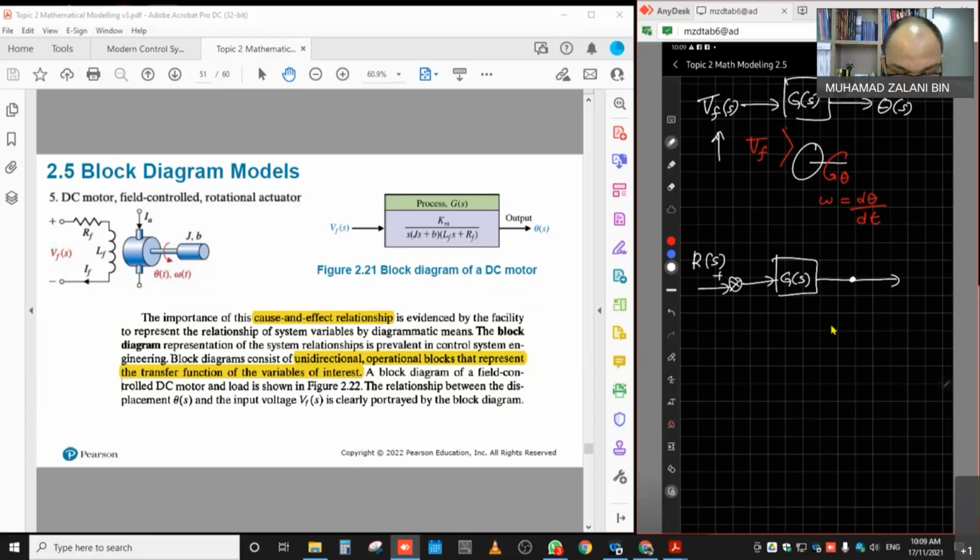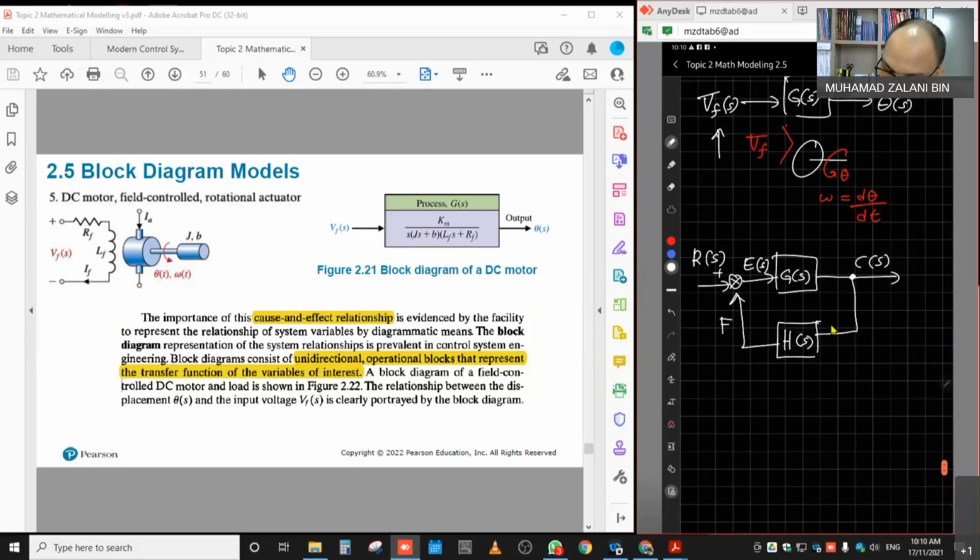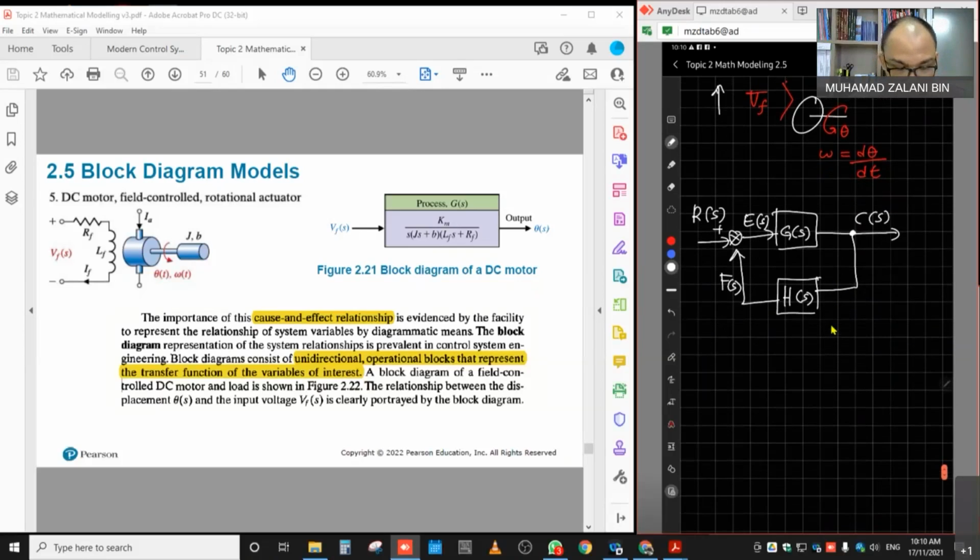So input is Rs. Transfer function from Rs, we have input of the transfer function of Es and output of the transfer function of the Cs, and it has the feedback block like this, which is Hs, for example. So output from Hs, we have Fs. All right. So this is an example of the block diagram for a feedback system.